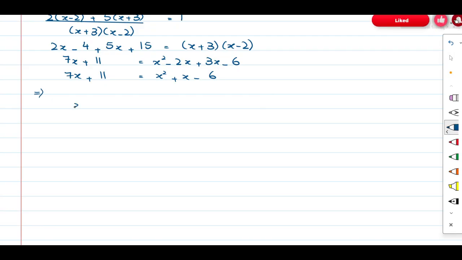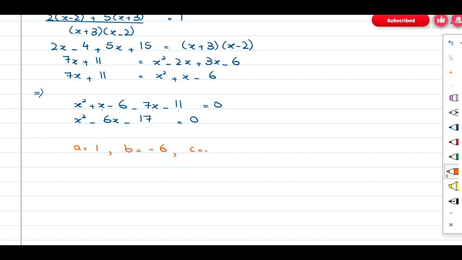All right, now here you have x squared plus x minus 6, and shift all these terms to the other side. Minus 7x and minus 11 equals 0. I arranged the form, right? Now you have the x squared term and these are two x terms. 1 minus 7 is minus 6x, minus 11 and minus 6 is negative 17, that is equal to 0. Now this is a quadratic equation in standard form. You need to figure out the values of a, b, c. A is the coefficient of x squared, b is the coefficient of x, and c is the constant term.